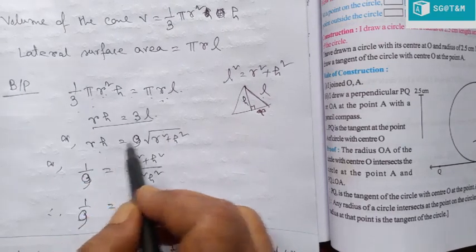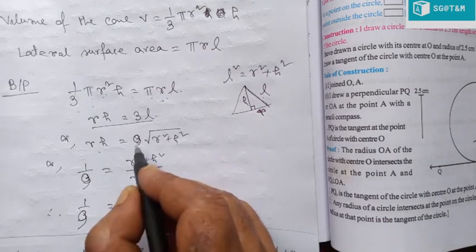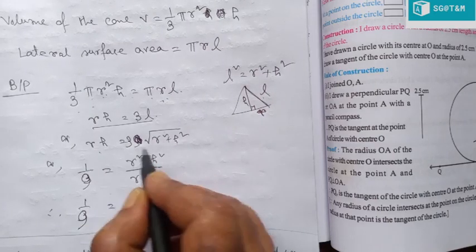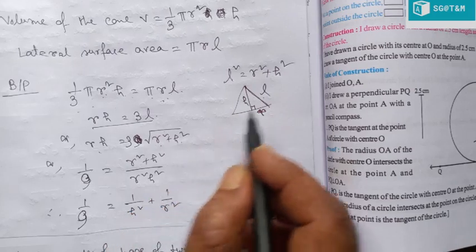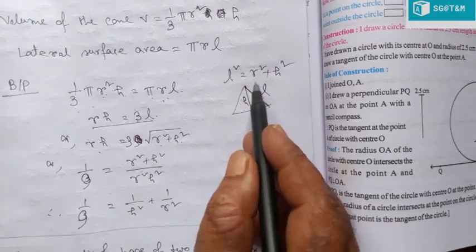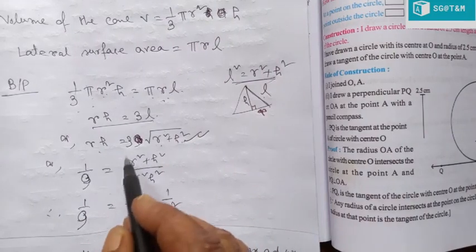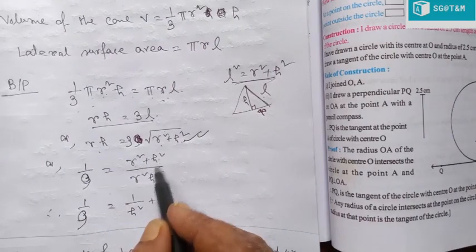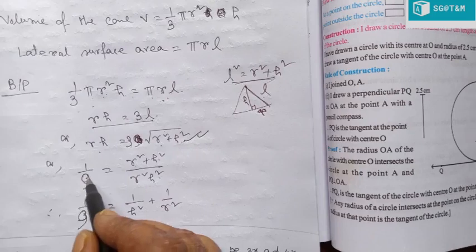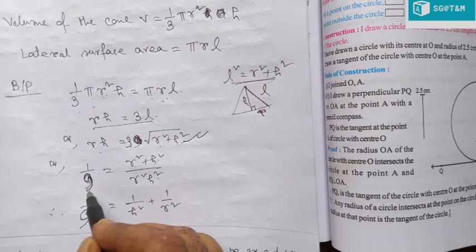So RH is equal to 3 root over of R square plus H square. Instead of L, we can write root over of R square plus H square. Okay. So squaring both sides, R square plus H square by R square H square is equal to 3 square, that is 9.